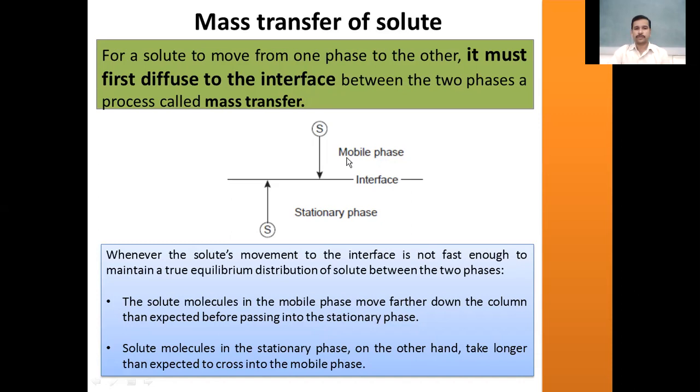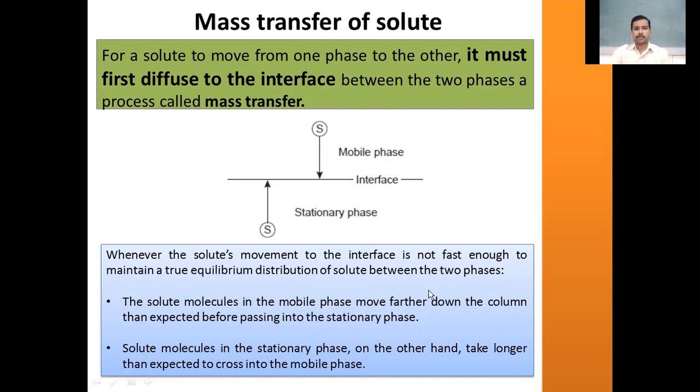If the solute has to diffuse into the stationary phase, the solute from the mobile phase has to reach the interface first. So if a solute molecule wants to move towards the stationary phase from the mobile phase, first it has to diffuse into the interface between mobile phase and stationary phase. Then from the interface it has to move to the stationary phase, or the solute has to move from the stationary phase to the interface, then from the interface to the mobile phase. This is what we have to see as the usual phenomenon during the partitioning of the solute.